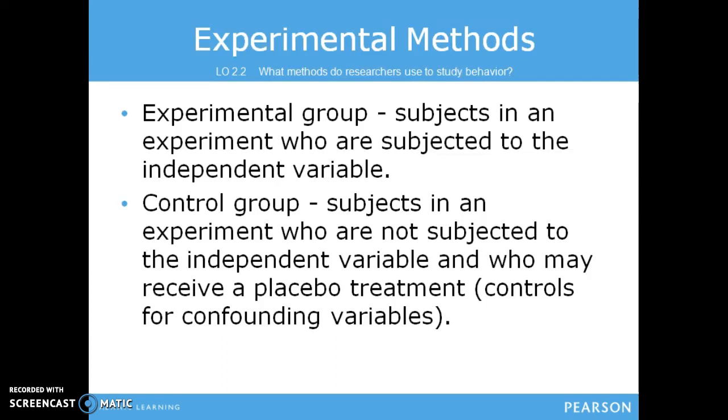So with the experimental group, I would give them cheeseburgers. So I would give them the independent variable. But for the control group, I would not give them the independent variable. So I might give them like a veggie burger, or I might give them a salad, something without meat or cheese. And this control group may also get a placebo treatment. So, for example, I might give a vegan burger with a vegan meat patty and vegan cheese that is so close to the real thing that most people won't notice.